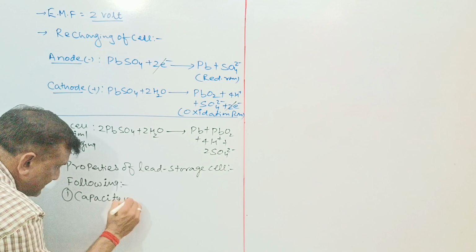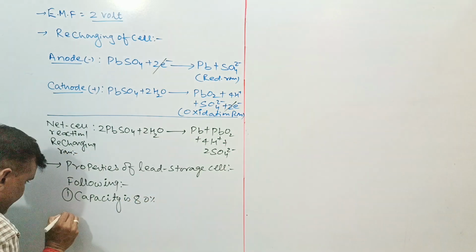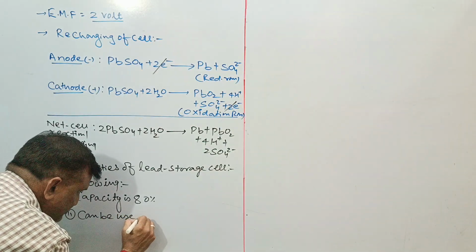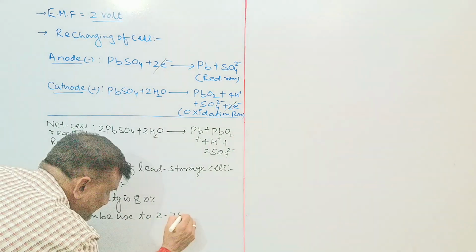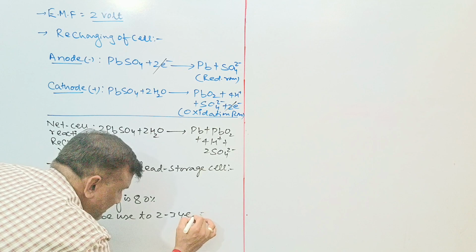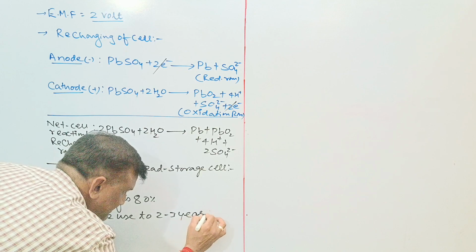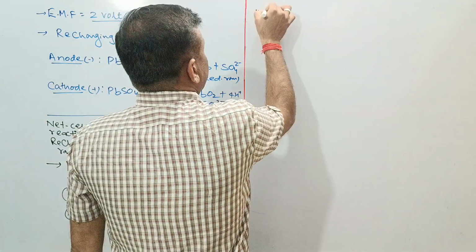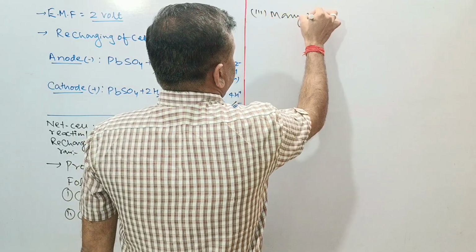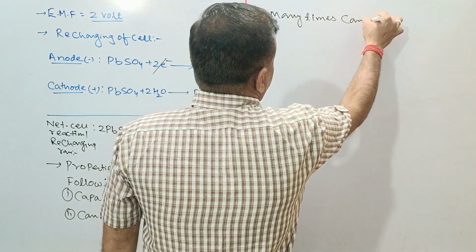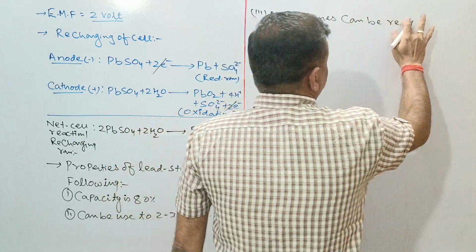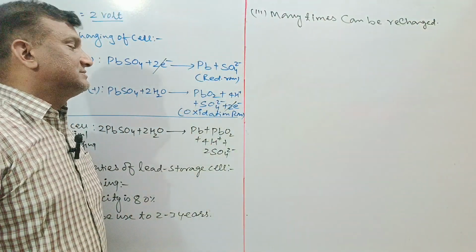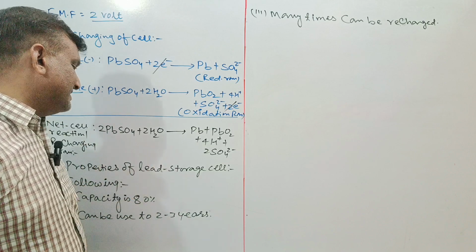Capacity is 80%, and can be used for 2 to 3 years, 2 से 3 साल तक पर्टिकुलर इन सेल का यूज कर सकते हैं, ईयर्स. And you can say many times can be recharged. इनको कई बार रिचार्ज किया जा सकता है. Recharge. This was about the quality or properties of the lead storage cell.